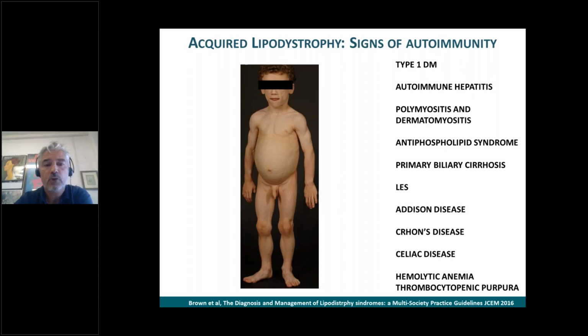This is just to remind that acquired forms of lipodystrophy are likely mediated by an autoimmune aggression against the fat. We don't know yet the markers. We don't know much about the possible antigens. In this suspicion, always try to explore the possibility that the patient is already affected by other autoimmune disorders, as you can see listed here, that can associate with lipodystrophy.